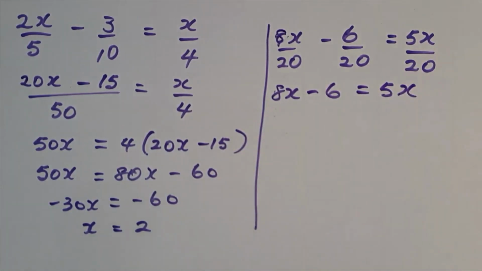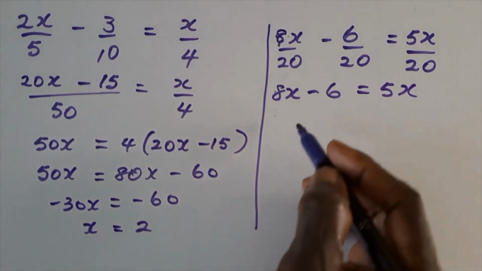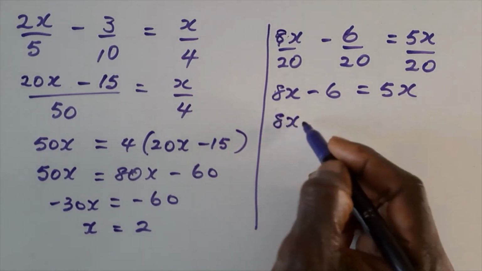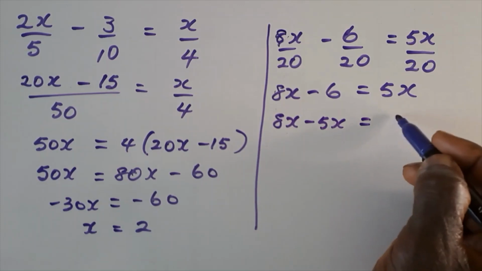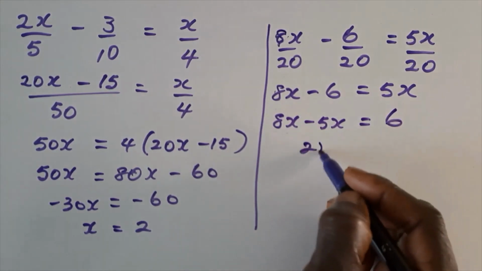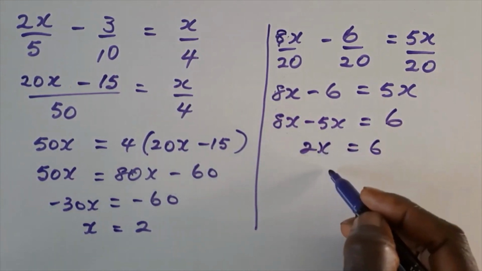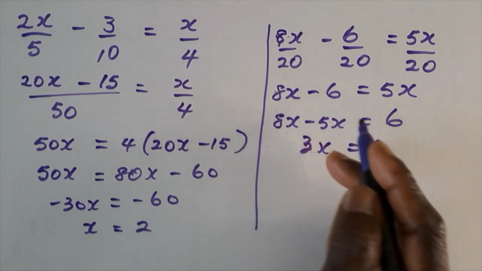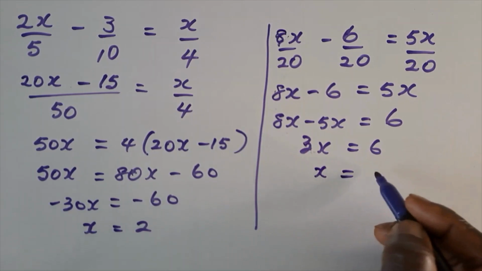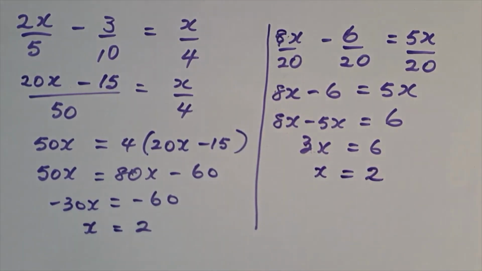So we multiplied both the left hand side and right hand side by 20, and we just removed all the denominators. We're left with the numerators. So we have 8x minus 5x is equal to 6. Sorry, 3x is equal to 6. So x is equal to 2. So we end up with the same result, just a different approach.